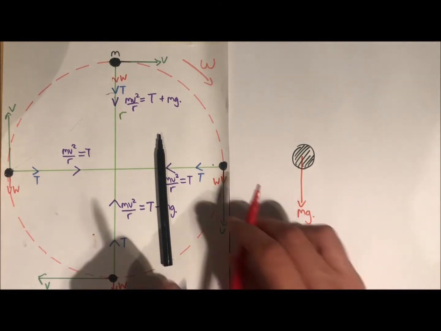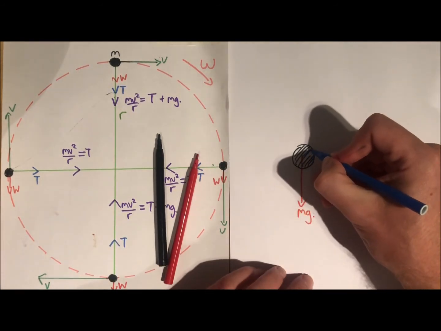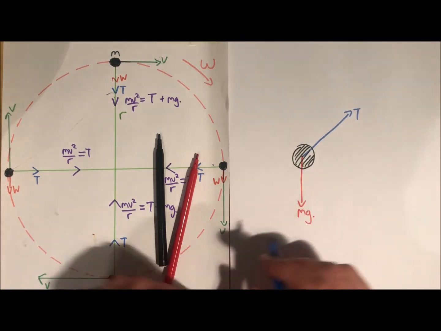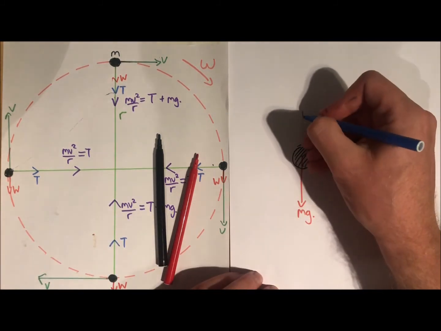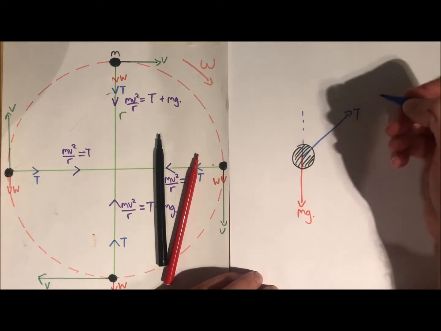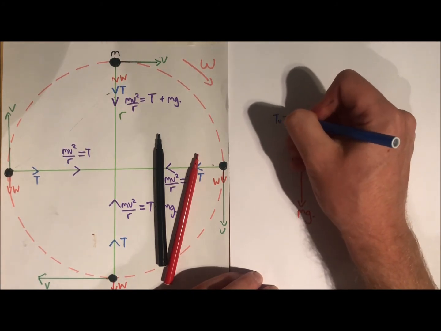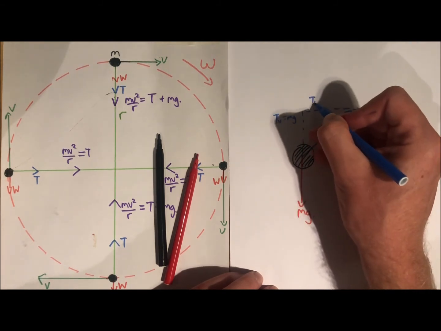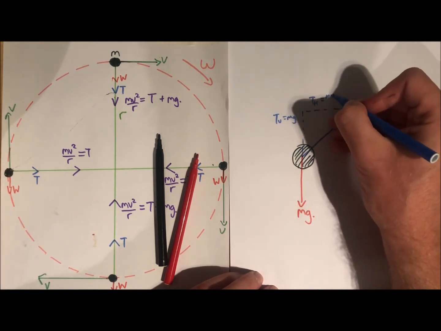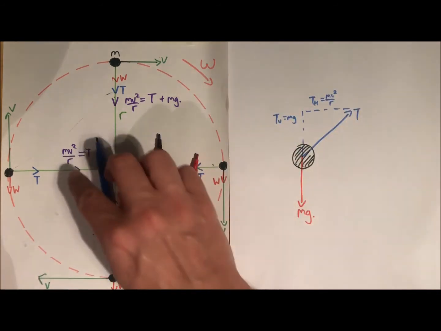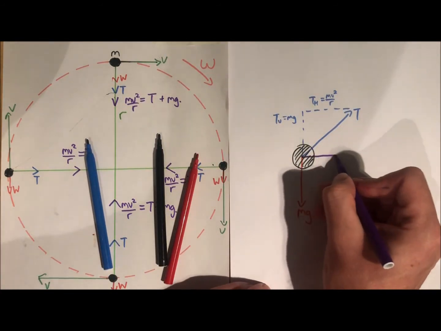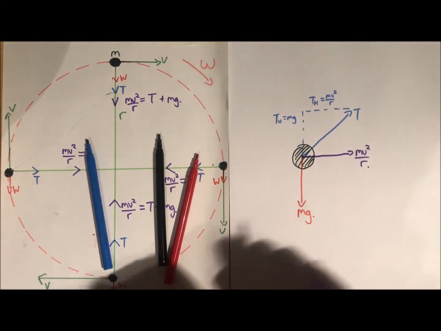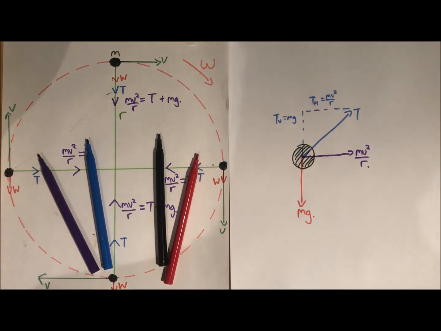And it's got mg. We've got tension that must be going off at an angle, so the vertical component, sorry, that's vertical. The vertical component is equal to mg, and the horizontal component is equal to mv squared over r to maintain our circular motion, giving us a resultant force in the horizontal direction of mv squared over r to maintain the circular motion.